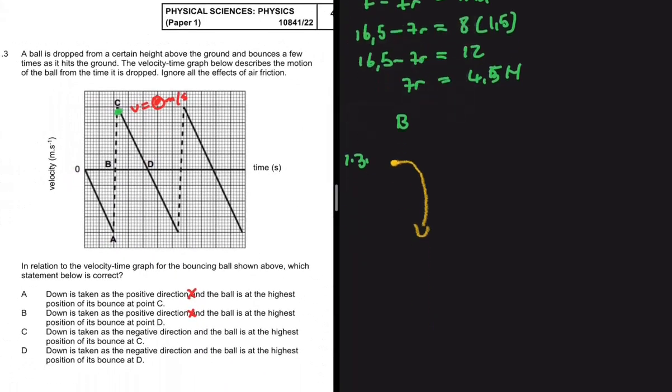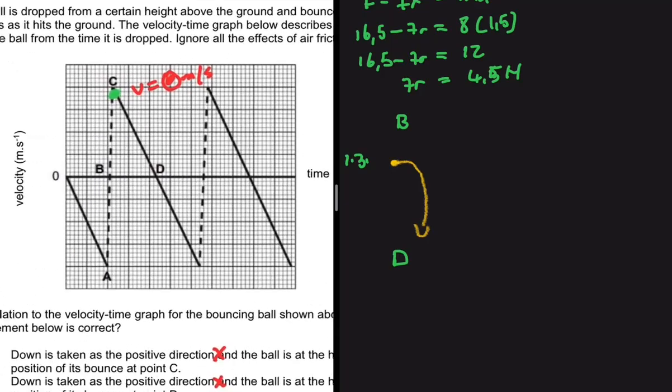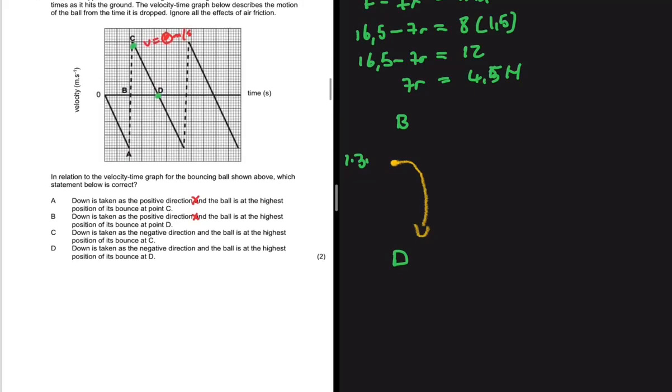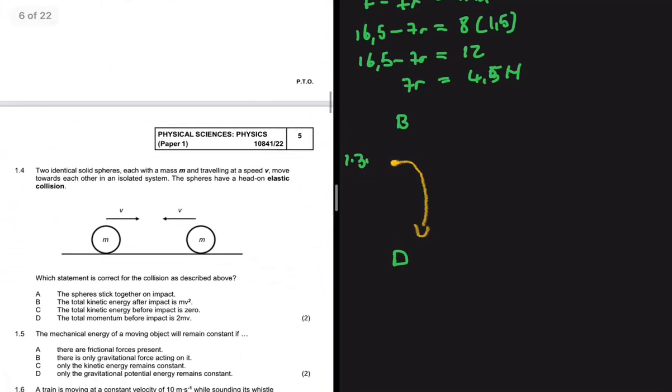Now by elimination, our only answer remaining is D. Let's look at it and see why it makes sense. Down is taken as negative, true, and the ball is at its highest position of its bounce at D. Yes, D can be our highest point because velocity at that instant is equal to 0 meters per second. Right, let's move to 1.4.